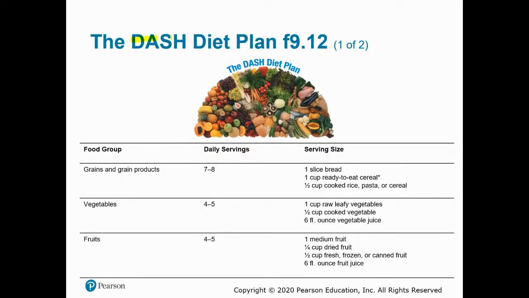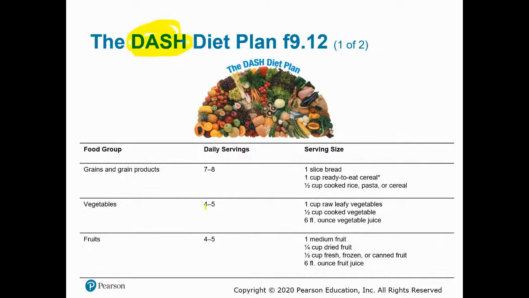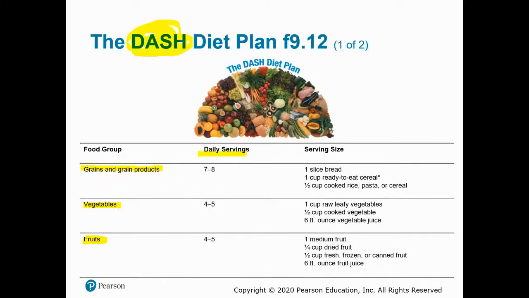Something called the DASH diet was developed to help address hypertension specifically. You can see I've got two pages here that go through the DASH diet plan, a rough overview. I think they have 7 food groups. When we looked at the healthy eating plates, the food groups were divvied up into 4 or 5. I think this breaks it up into 7. We have a grains group, vegetables, fruits, dairy products, lean meats, nuts and seeds, fats and oils, and sweets. And then you can see the number of daily servings recommended and the serving sizes suggested.